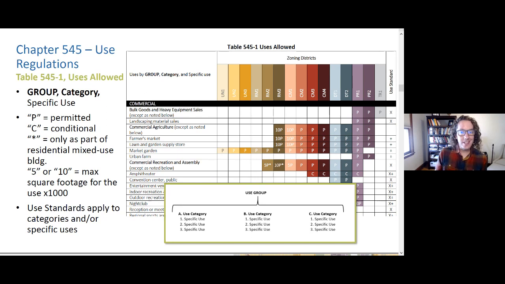We want to note that those are distinct from development standards, and this is a terminology change in the code. Development standards now refer to requirements that apply more broadly to development in general, and there's a dedicated chapter for that, chapter 550, which we'll go over in a little bit. Okay, next slide.